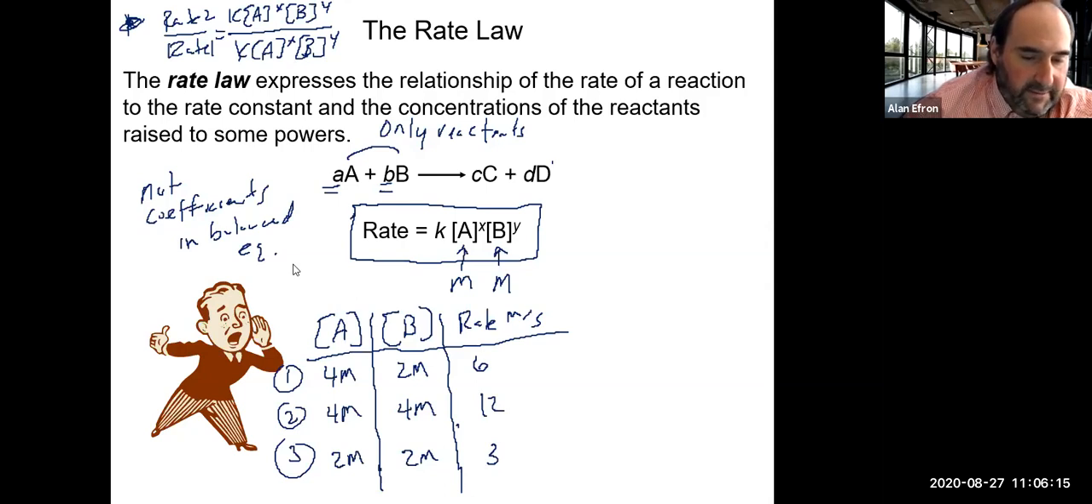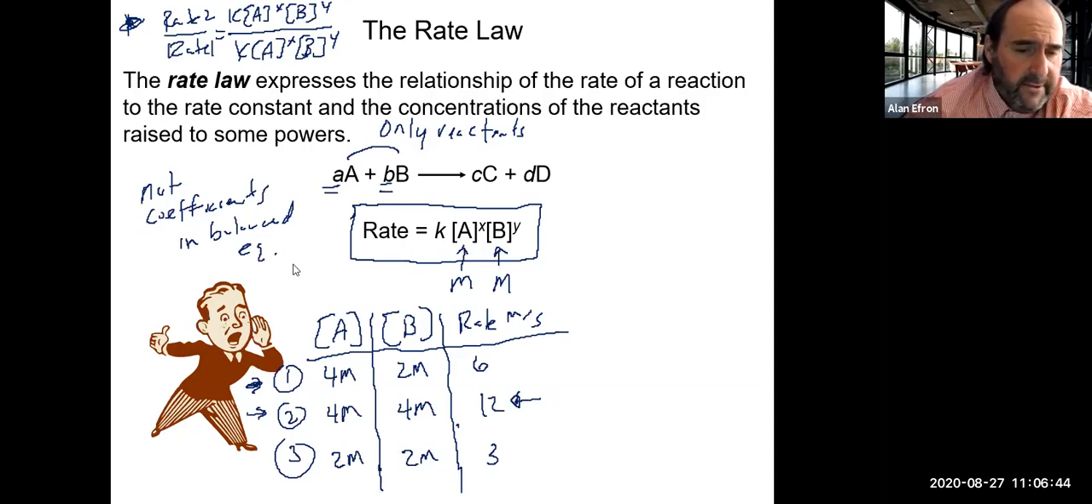If we go to experiment 1 and we go to experiment number 2, what we do see is the concentration of A has remained the same, while the concentration of B has varied. So we could put that into that example. Also, usually when you do this, if you take the one that has the higher rate and put it on top, it usually will work out better.